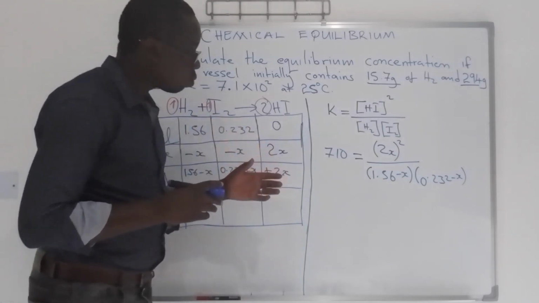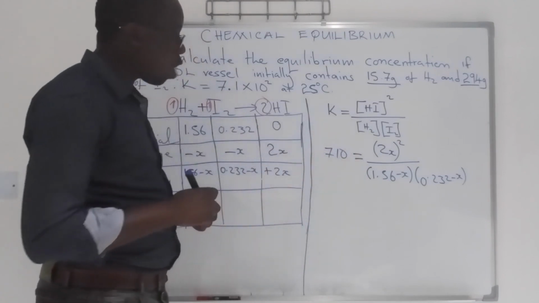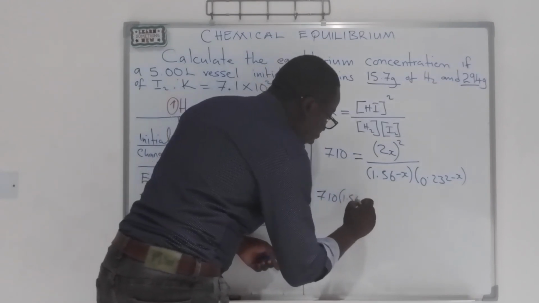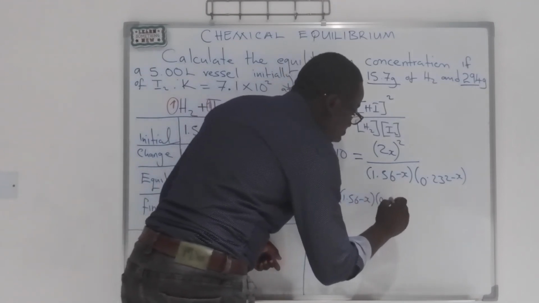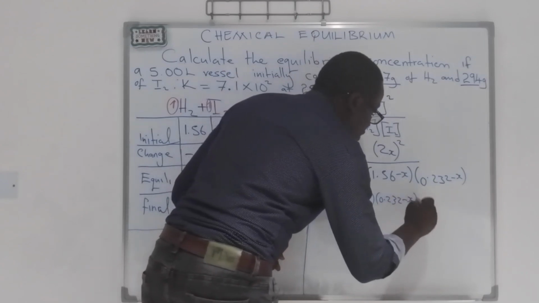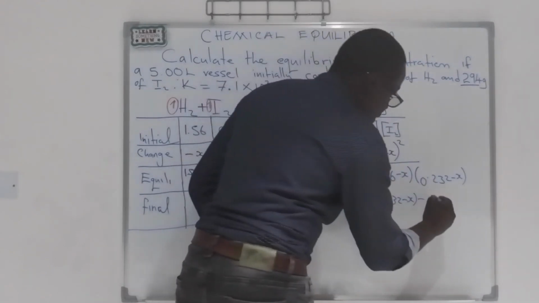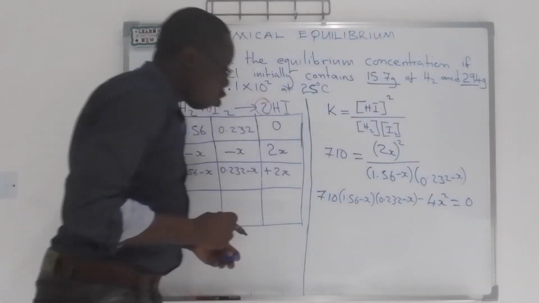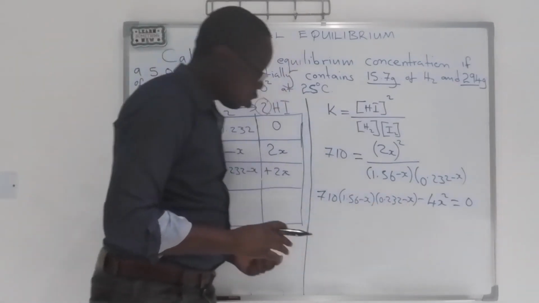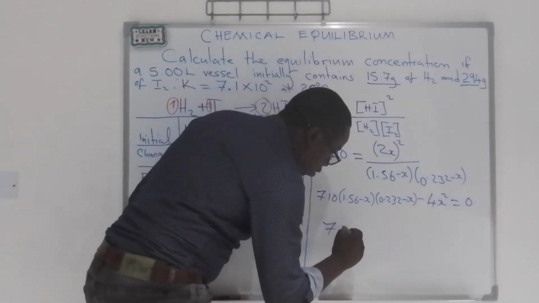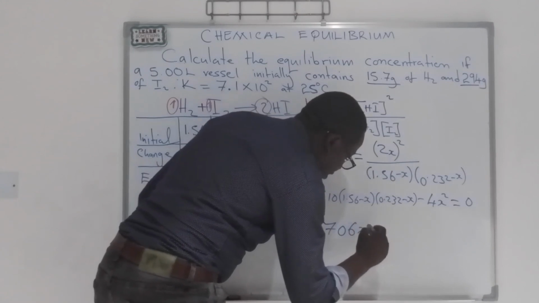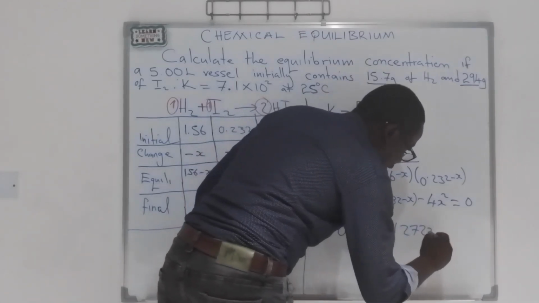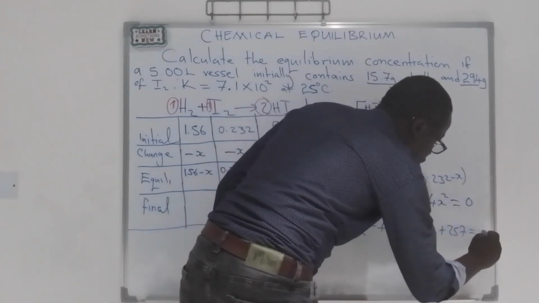So if we now make this into an equation, we should have 710 open bracket 1.56 minus x, then 0.232 minus x, minus 4x squared should be equal to 0. When you do your mathematics nicely here, you will notice that you should have 706x to the power 2 plus 1272x plus 257 is equal to 0.